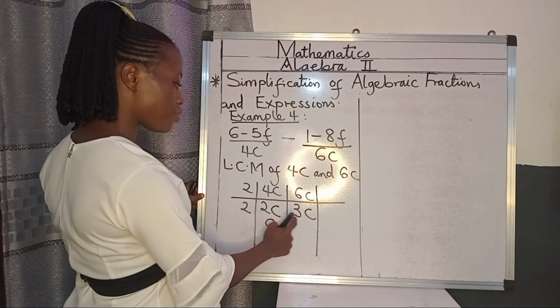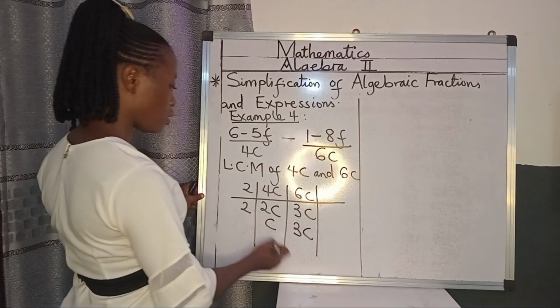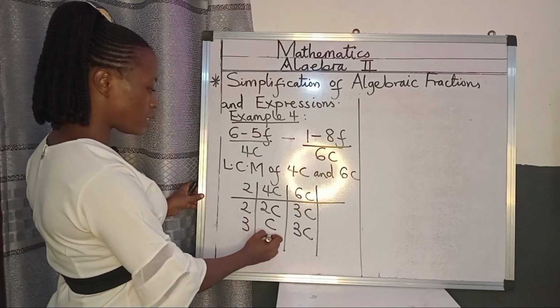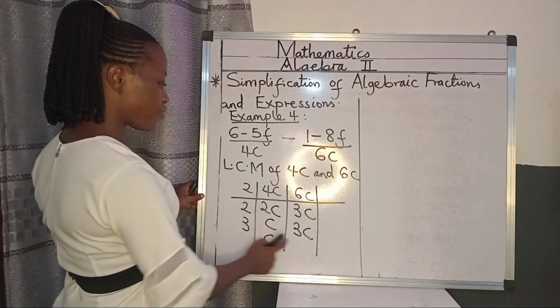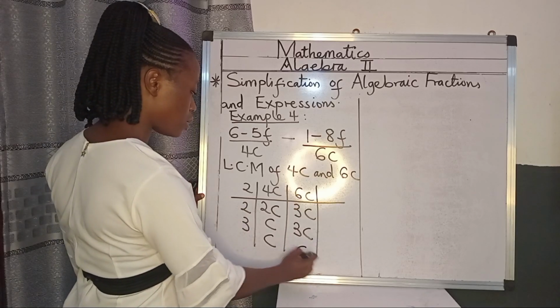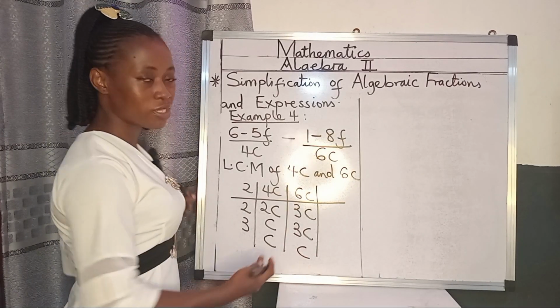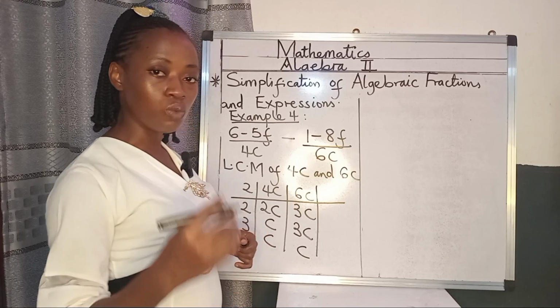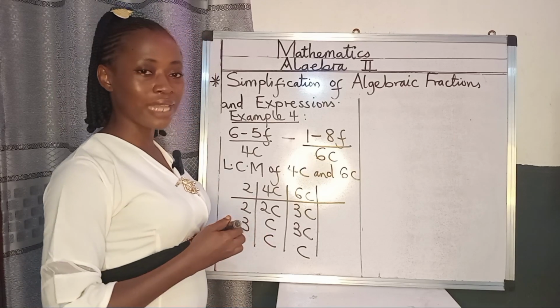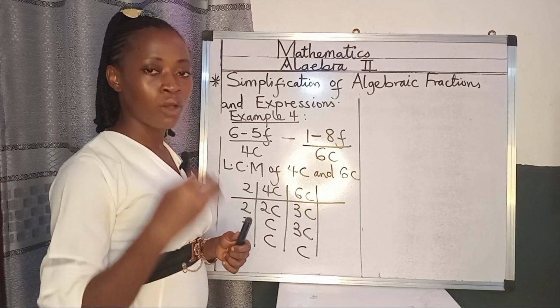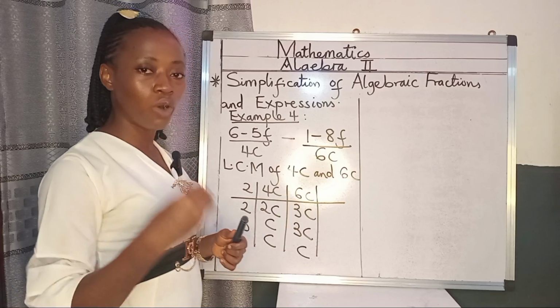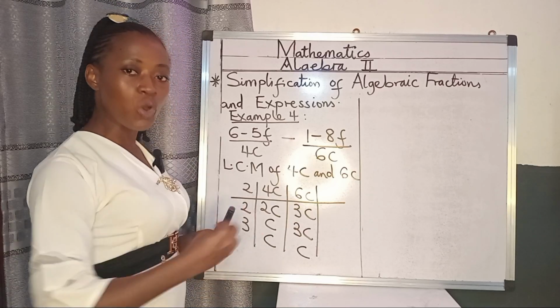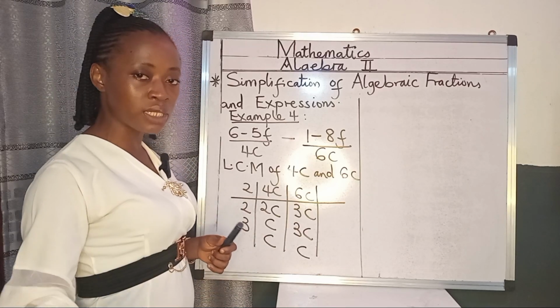2 cannot go in 3. So you bring down 3, bring down c. Now you're going to have 3. 3 in c, you bring down c. Now 3 in 3 is 1. 3 in c is c. 1c is c. It's just like saying 1 times c. 1 times c is c. Just like 1 times 5 is 5, 1 times 10 is 10, 1 times 7 is 7. So 1 times c is equal to c.